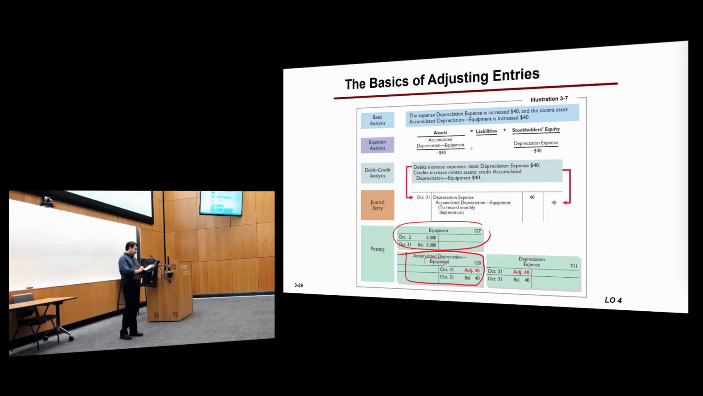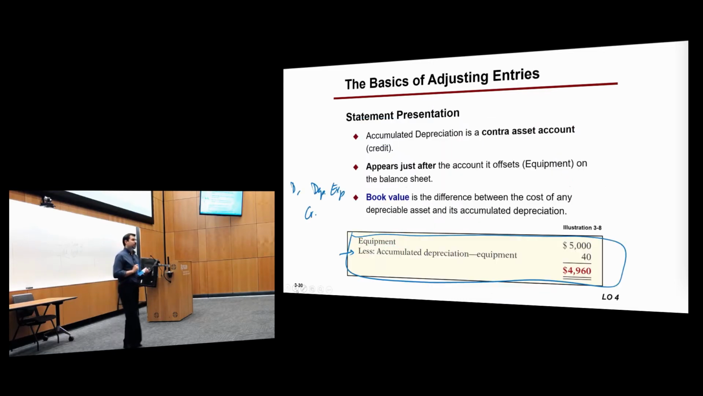Okay, and this is how it would look on the statement. Blurry. Okay, now it's better. So how does it look? Remember we have assets, right? We will be listing the assets. You have, for example, cash, accounts receivable, equipment, and then immediately after that asset, you include its contra asset. So you have equipment less accumulated depreciation for equipment.